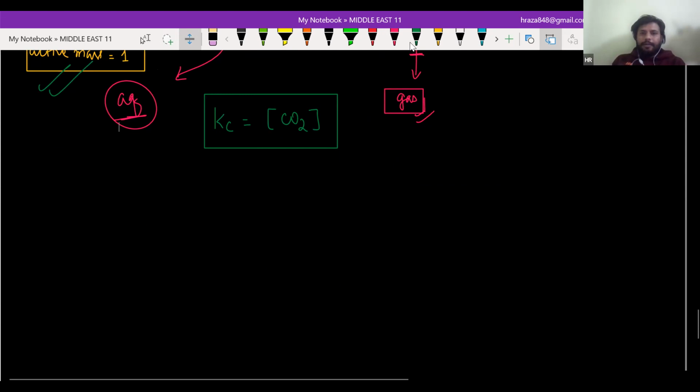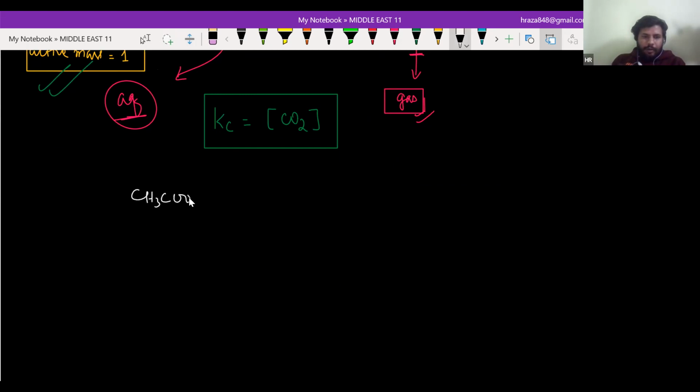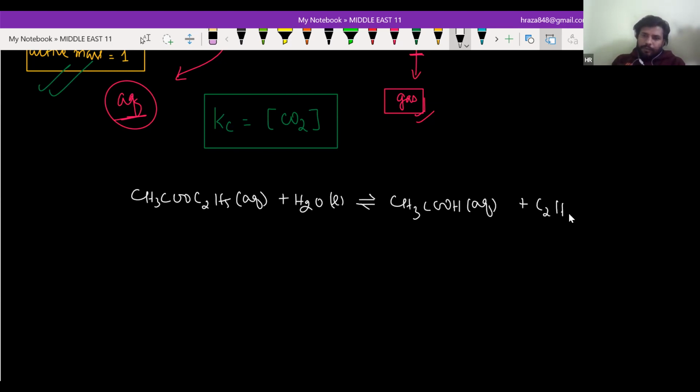So here is a reaction. You will see that CH3COOC2H5 aqueous plus H2O liquid will give CH3COOH aqueous and C2H5OH aqueous.